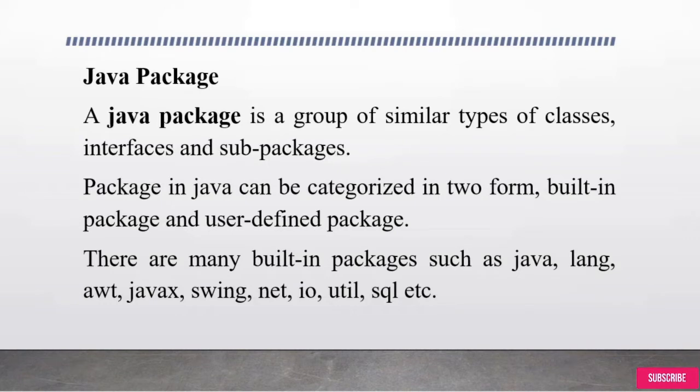A Java package is a group of similar types of classes, interfaces and subpackages. Basically, a package contains pre-compiled classes and interfaces, and in a package we can expect a subpackage also. In the subpackage also we will have classes and interfaces, and those classes and interfaces are compiled. That means we can have only dot class files.